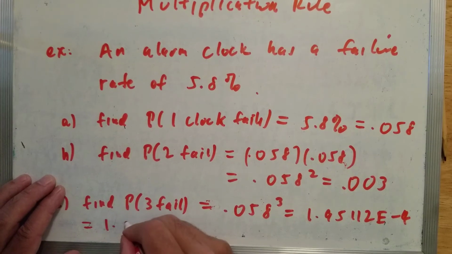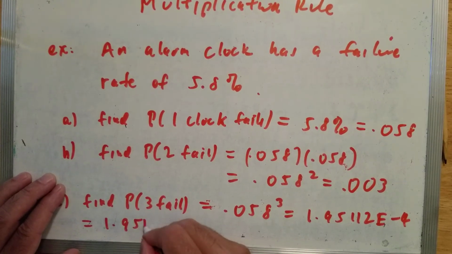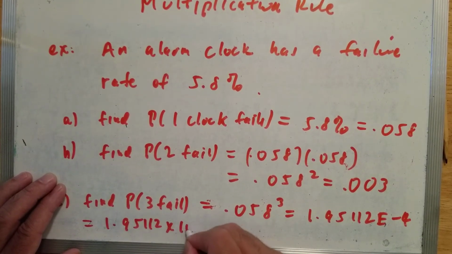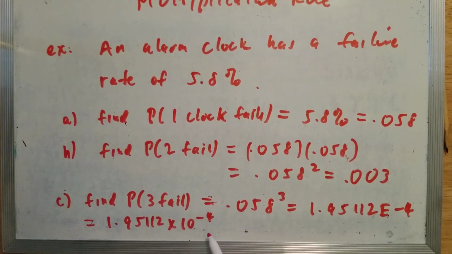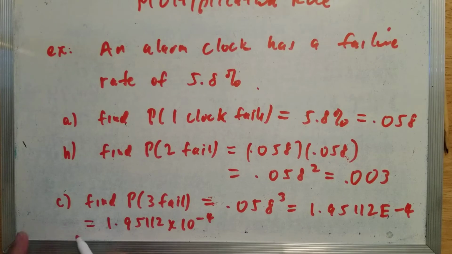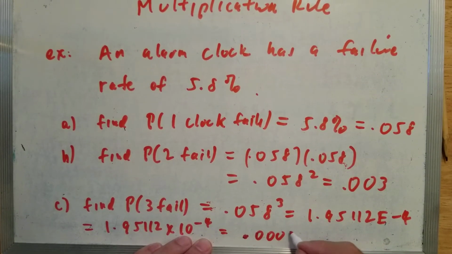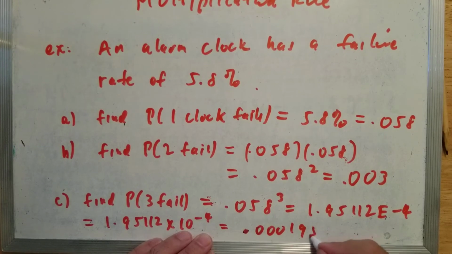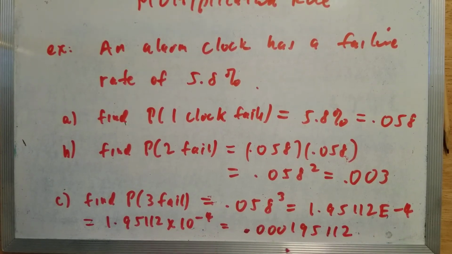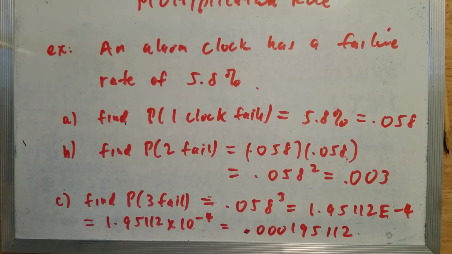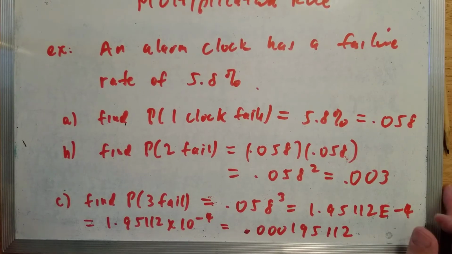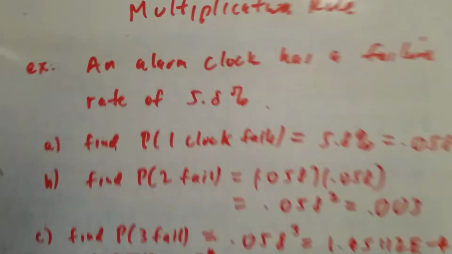That's the same as 1.95112 times 10 to the minus 4. And 10 to the minus 4, that minus 4 tells you to put 3 zeros in front of there. So that's the same as 0.000195112. And I don't know, in the homework they'll probably ask you to round that off. So that's one example of the multiplication rule.